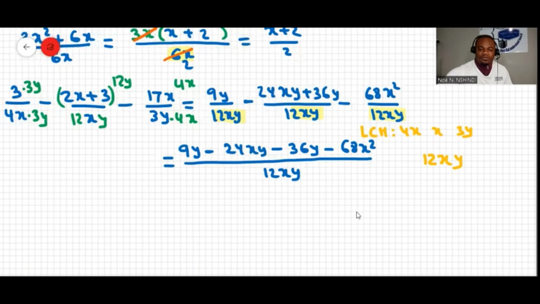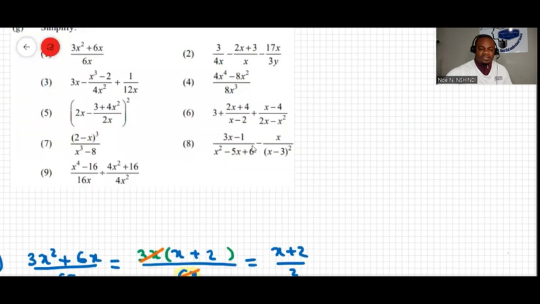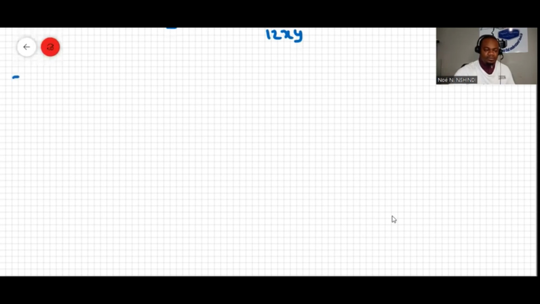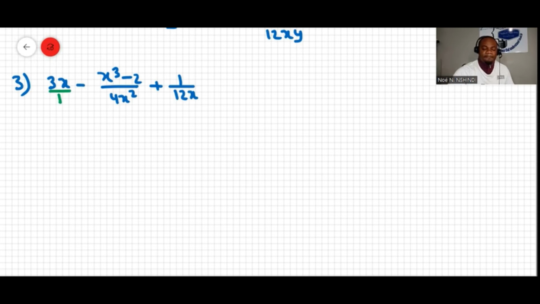Now we can also do question 3. Let's see, question 3 is expressed by this, and then I'm going to reproduce it here. Question 3 says 3x minus x cubed minus 2 over 4x squared plus 1 over 12x. Now, when we don't see any denominator, understand that it is 1. So we need to do the same thing.